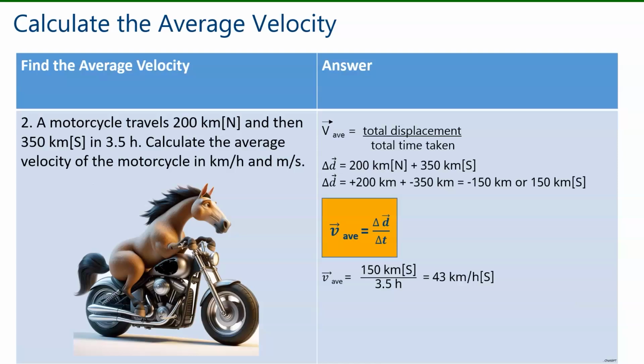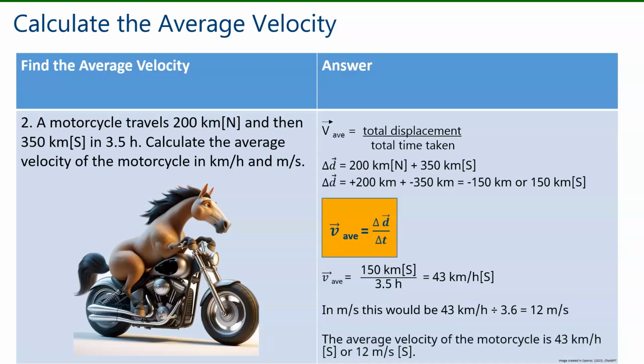It also asks us in the problem to state our answer in both kilometers per hour and meters per second. To change kilometers per hour to meters per second, remember that we divide by the conversion factor of 3.6. So in meters per second, that would be 12 meters per second. The average velocity of the motorcycle is 43 kilometers per hour south, or 12 meters per second south. Also remember that velocity is a vector quantity, so we need to include direction in our answer.